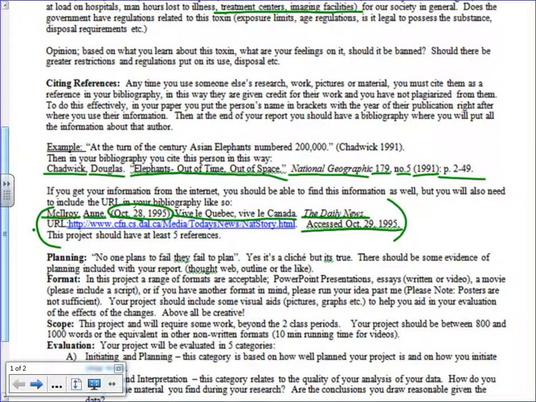You need to have a minimum of 5 references. Google is not a reference. I see that all the time. People write www.google.com. That's a search engine. It is not a source of information. It takes you to sources of information.